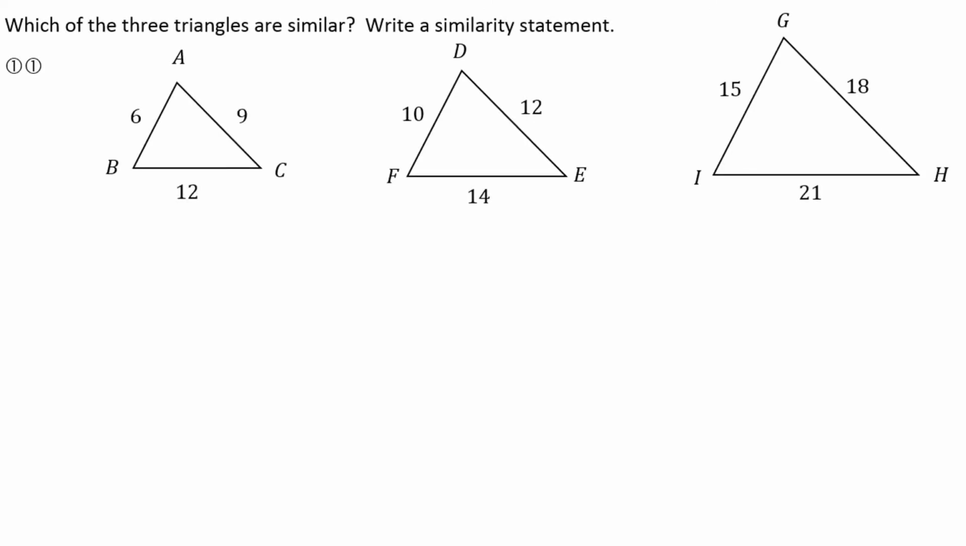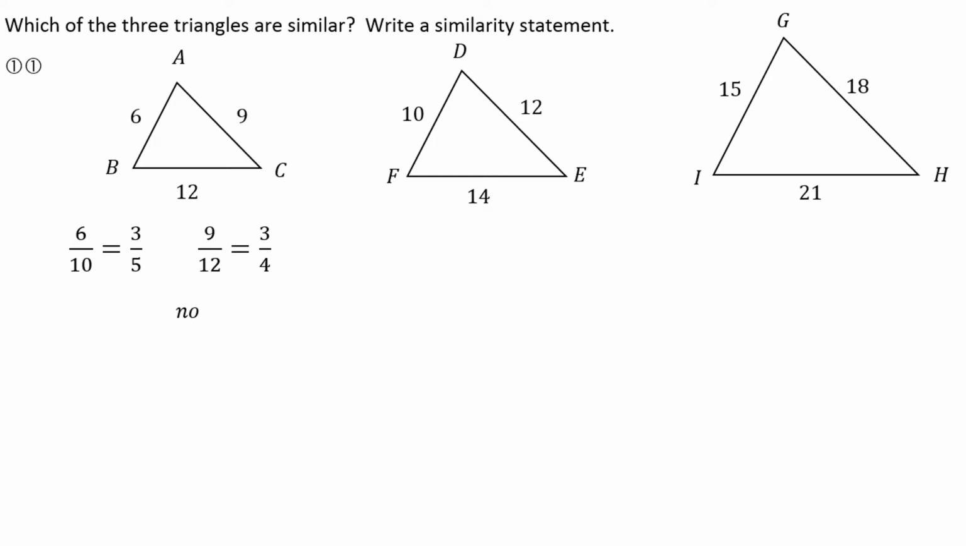Which of the three? Well, let's compare the first two. Here's a proportion that I can use to find a scale factor. Let's see what's going to happen here. All right. So 6 over 10 reduces to 3/5. 9 over 12 reduces to 3/4. Whoa, those are not equal to each other. So triangle ABC and triangle DEF are not similar.